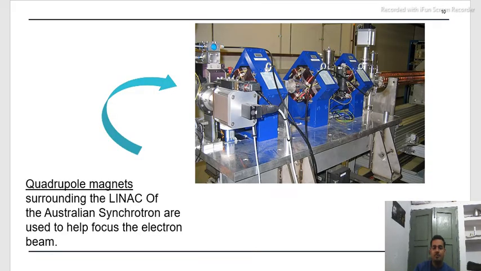Here is the image of quadrupole magnets surrounding the LINAC of the Australian Synchrotron. Here quadrupole magnets are used to focus the electron beam.